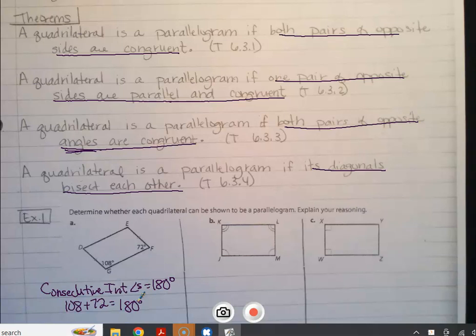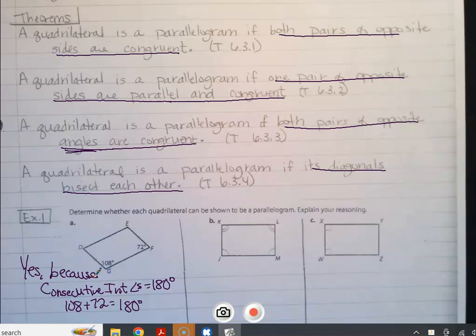So can we determine if this is a... that's supposed to be a U. I started my T early, and then I wrote consecutive. There you go. All right. So is this a parallelogram? Yes. Okay, so we can say yes because consecutive interior angles equal 180 degrees. And we checked it, and they do. So this is a parallelogram.